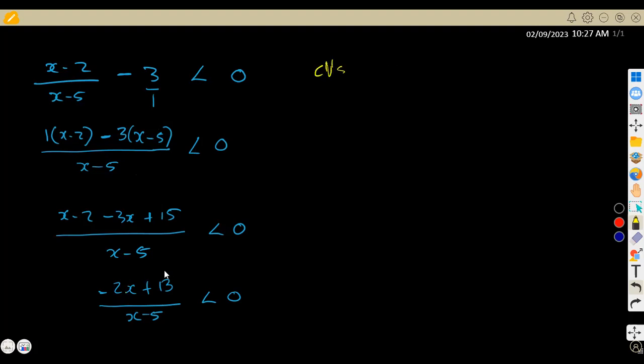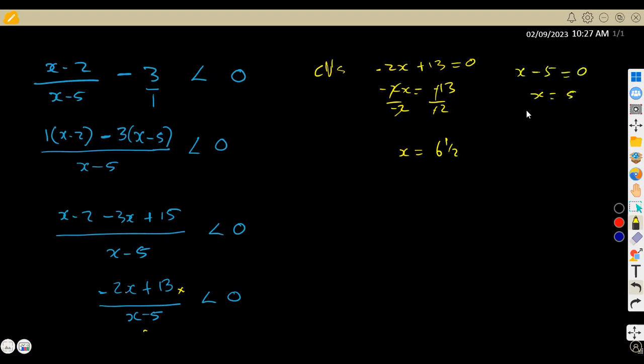So for the critical values, you equate the numerator to 0, then you find the value of x. Minus 2x plus 13 equal to 0. That's minus 2x is equal to minus 13. Divide by -2. So our x is going to be 6.5. We find another one, x minus 5 must be equal to 0. So x is equal to what? x is equal to 5.